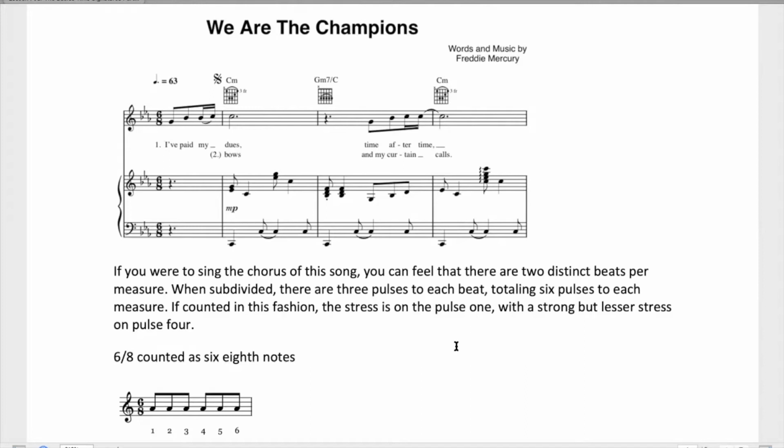We are the champions, my friends, and we keep on fighting till the end.